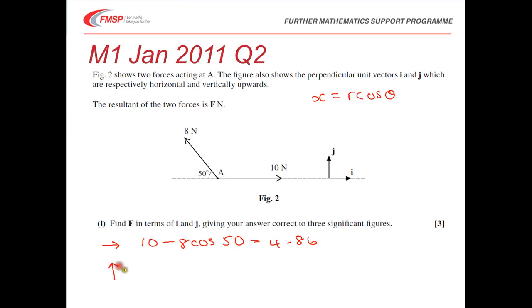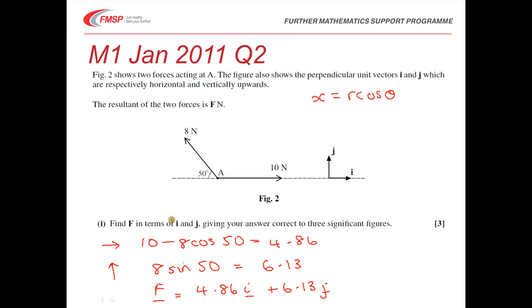If we then look vertically, this force doesn't have a vertical component, it's all horizontal. So it's only this force that's going to have a vertical component, and because we're going away from the angle to the perpendicular, it would be 8 sine 50, and it's vertically upwards, and that's positive direction, so we don't put a negative sign in this one. Working that out on the calculator is 6.13, and so this resultant force in terms of i and j is 4.86 in the i direction and 6.13 in the j direction.